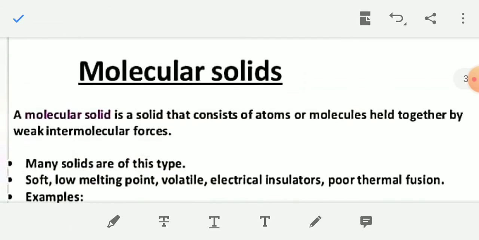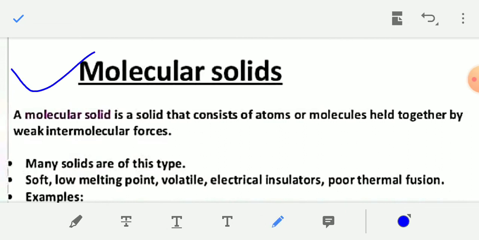The first type of crystalline solid is molecular solid. This type of solid is made up of molecules. A molecular solid is a solid that consists of atoms or molecules, generally molecules, held together by weak intermolecular forces of attraction, that is, van der Waals force of attraction.